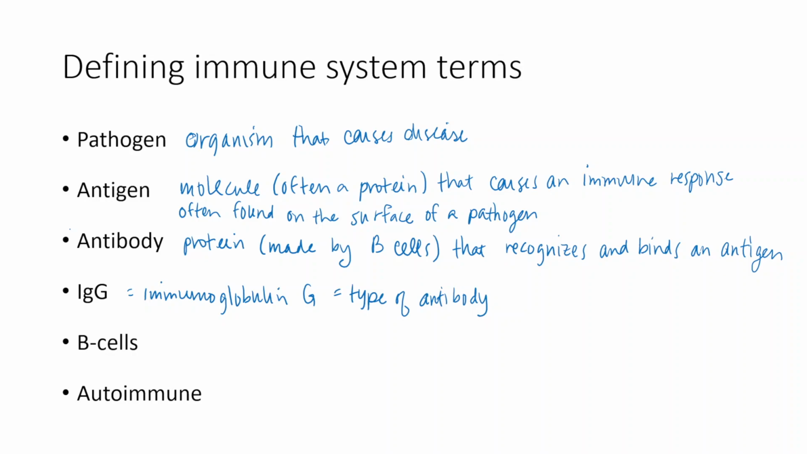All right, so what are B cells? Yeah, so they are white blood cells that produce antibodies.